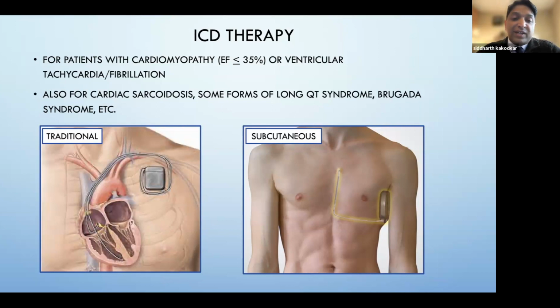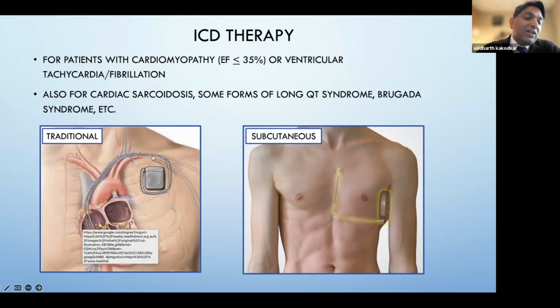There are two kinds of defibrillators. This is the traditional defibrillator that involves wires being implanted through the vein, all under X-ray camera. It's placed in the heart muscle, and it's attached to a generator that will sit underneath the skin below the left clavicle.